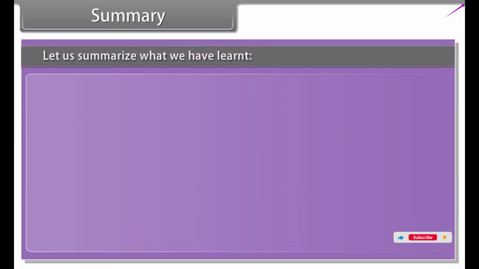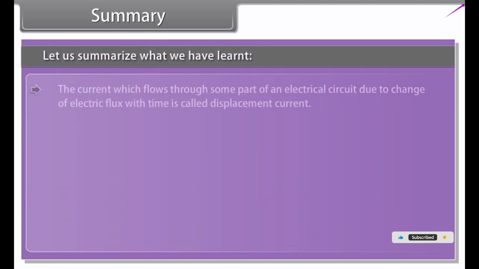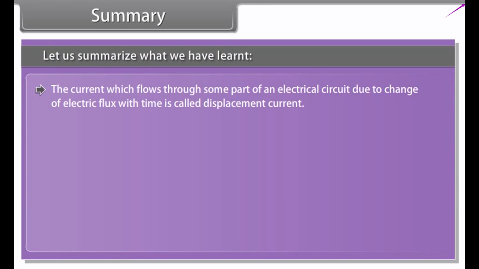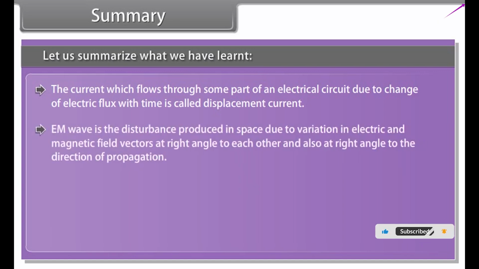Summary. Let us summarize what we have learned. The current which flows through some part of an electrical circuit due to change of electric flux with time is called displacement current.